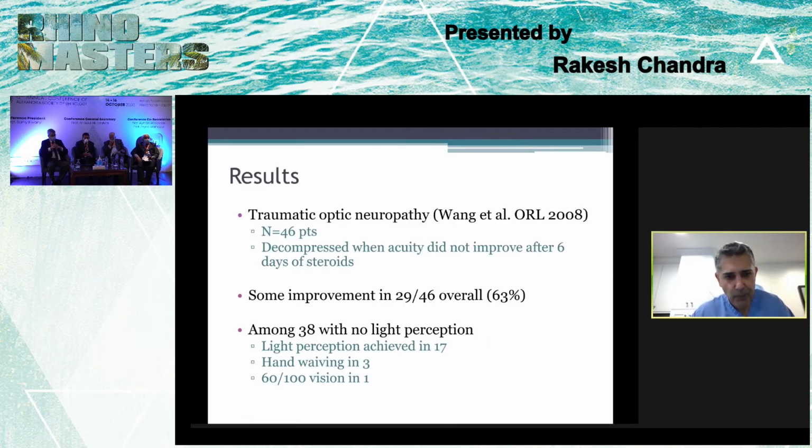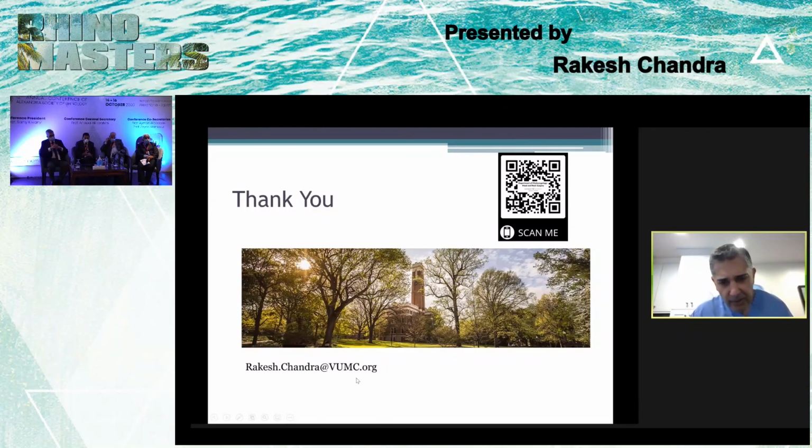Traumatic optic neuropathy: this is a study from 2008 in 46 patients, who were decompressed when the acuity didn't improve after 6 days of steroids. About 2/3 of those patients got better, and amongst the ones that were effectively blind with no light perception, they got light perception in about 17, hand waving in 3, and one patient had some substantially meaningful recovery of vision. So it's really these patients with no light perception already where we incise into the soft tissues back there. So I'd like to conclude with that.